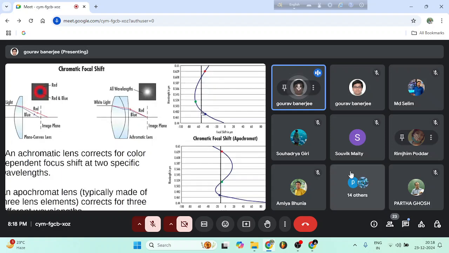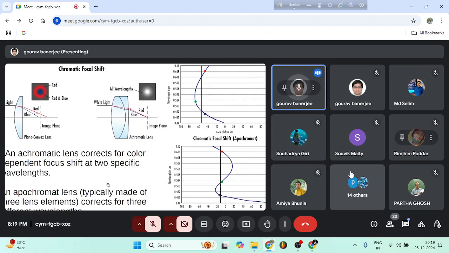Some of them will have more deviation, some of them will have less deviation, but only two points are exactly matching with each other. But this might be too much aberration. So what we can do is use an apochromat lens that is typically made with three lens elements, and that will have correction at three different wavelengths. Or, if this is also not satisfactory to you, you can use more lenses.